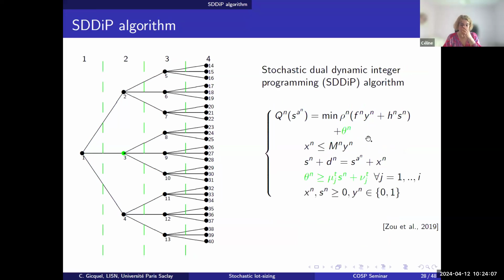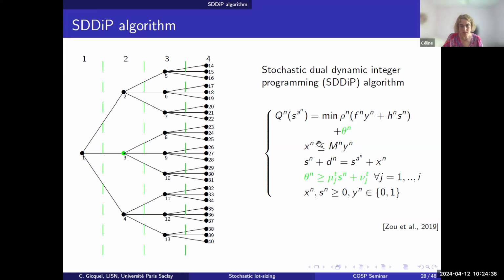So at some point, the actual subproblems that we will have to solve look like this. We have theta n, which represents the value of Qt(sn), and the value of theta n is driven by a set of linear cuts. Here I have the set of cuts which have been generated from iteration 1 to a_i of the algorithm.